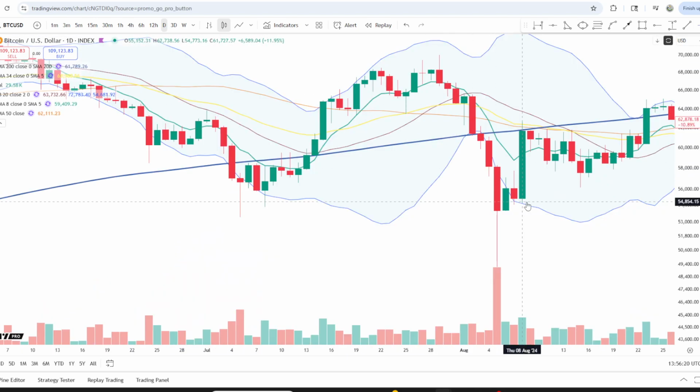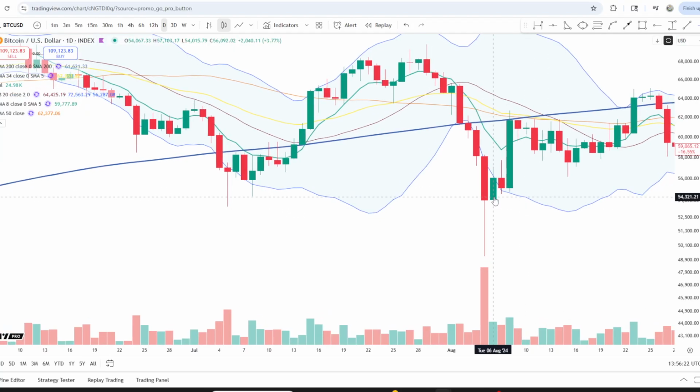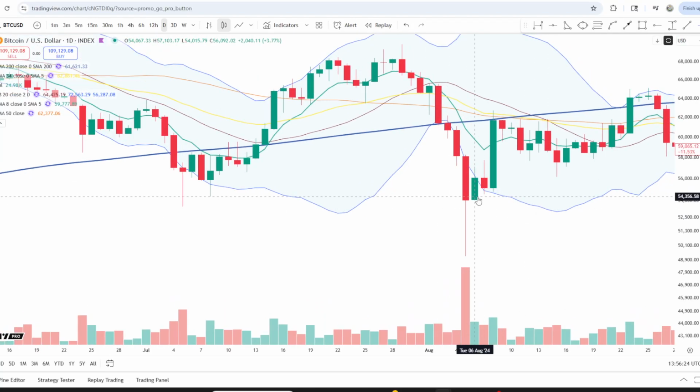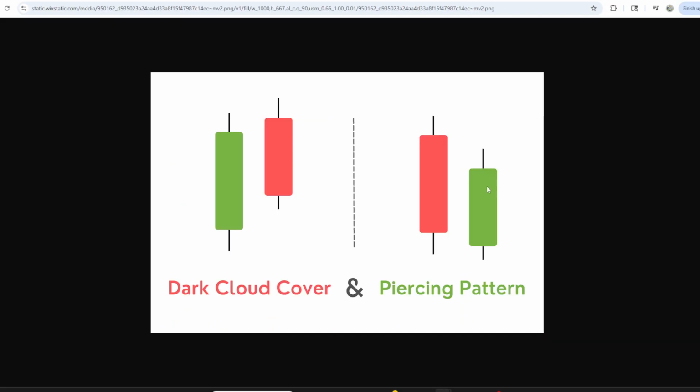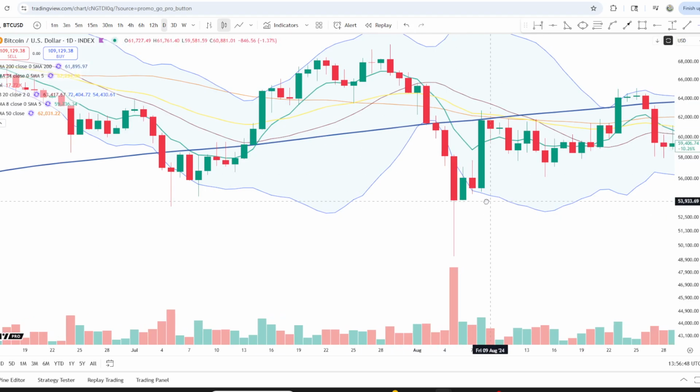And here's another example of a piercing pattern on Bitcoin, where the candle closes above the midpoint of the prior candle, the mother bar, a big red candle. This would technically be a harami as well, but this is just a decent example, again, of a piercing pattern. And the idea is that the bulls have pierced the prior candle, reversing that prior bearish momentum.